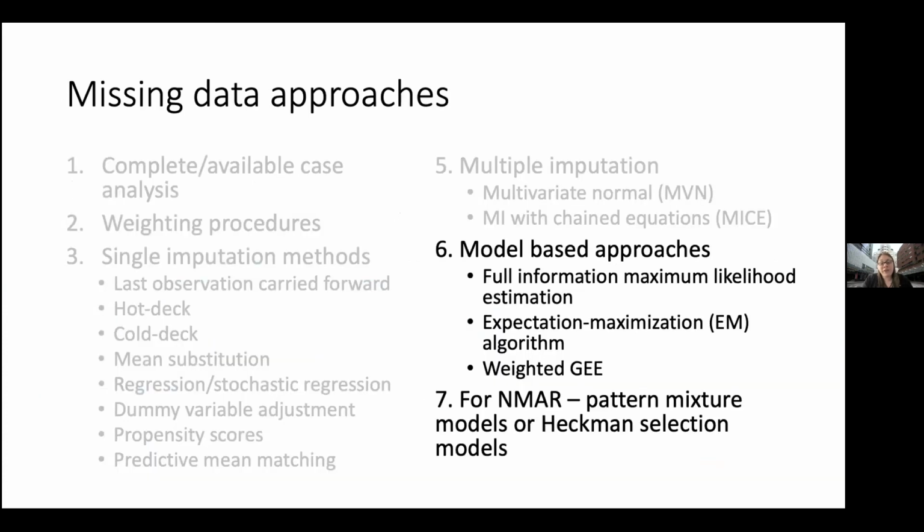Okay, that was a very, very brief overview of multiple imputation. We could talk about that probably for at least an hour. And so now we're going to jump into the last 2 model-based approaches, and then touch briefly on how we handle not missing at random data.